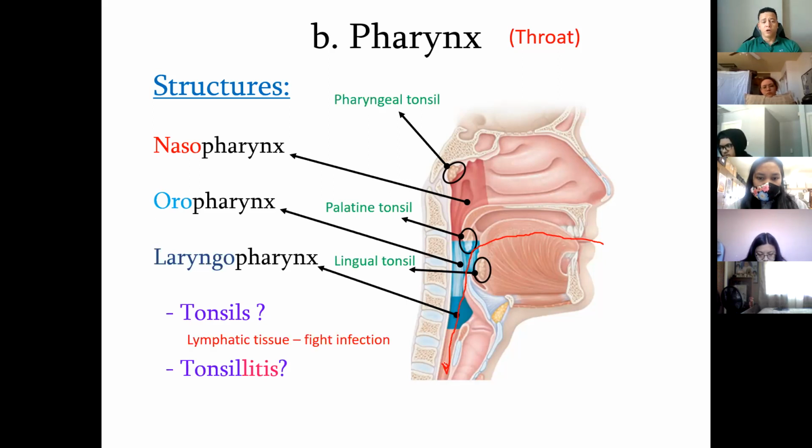What is the function of the tonsils? The tonsil is a lymphatic tissue, which means that they have immune cells inside. We have B cells, we have T cells, and those cells help to fight infection, okay? Tonsillitis is when we have inflammation of the tonsils and our tonsils can swell up.